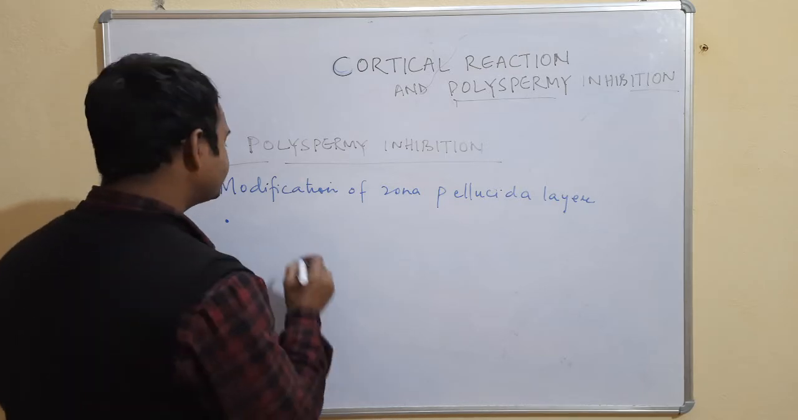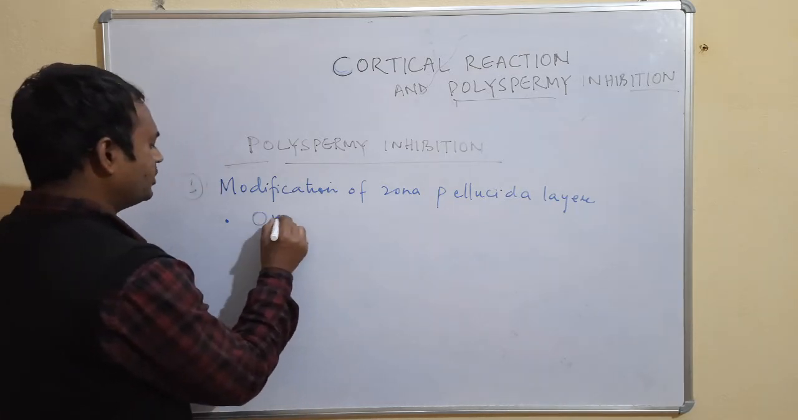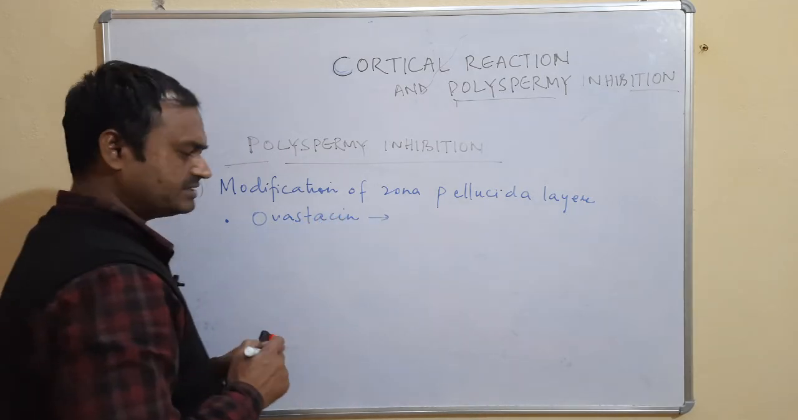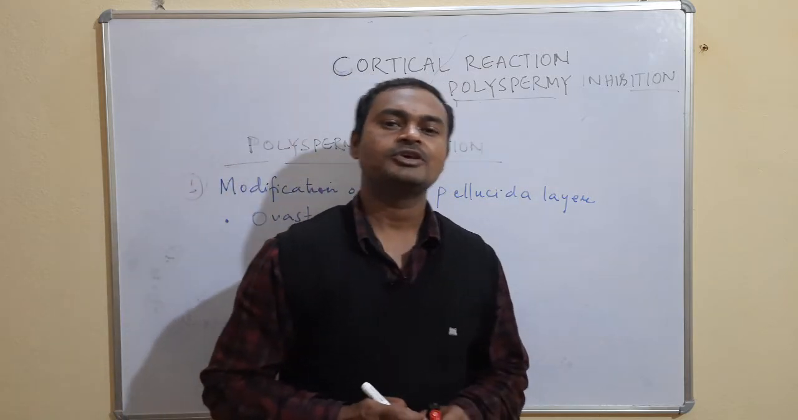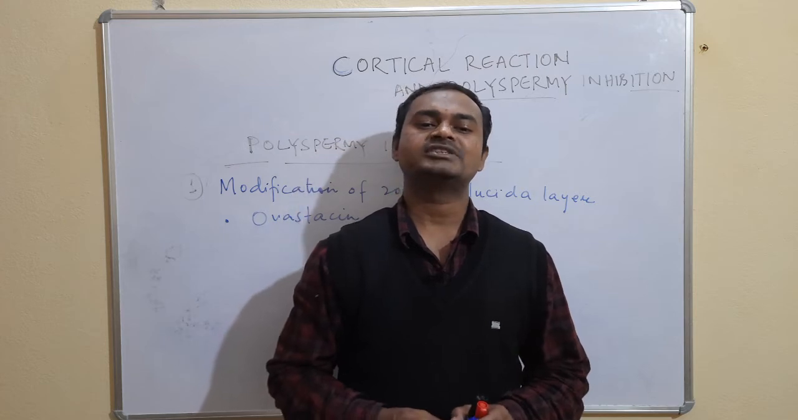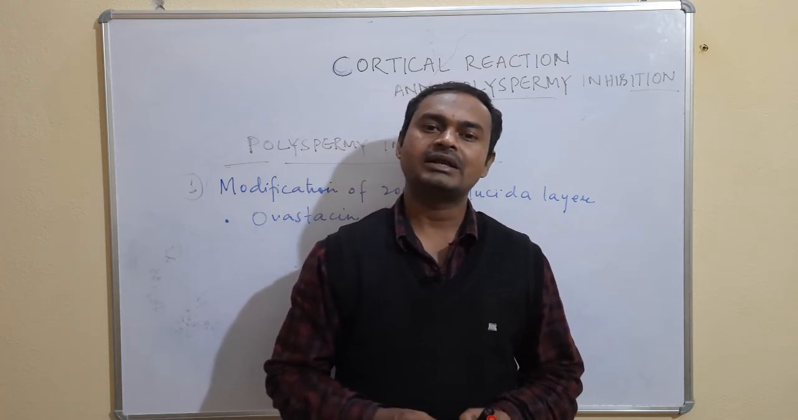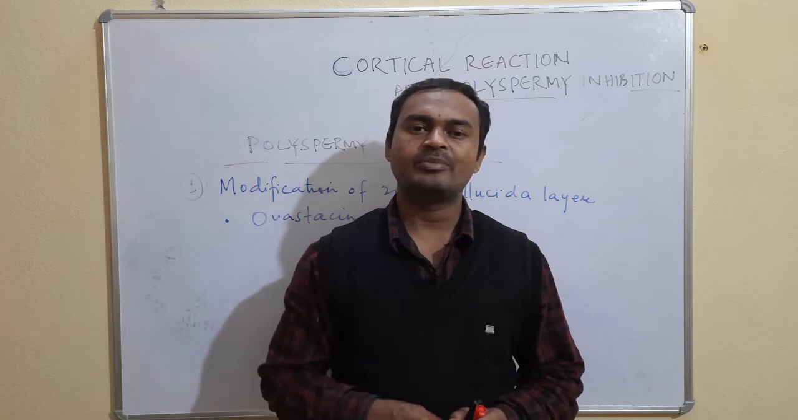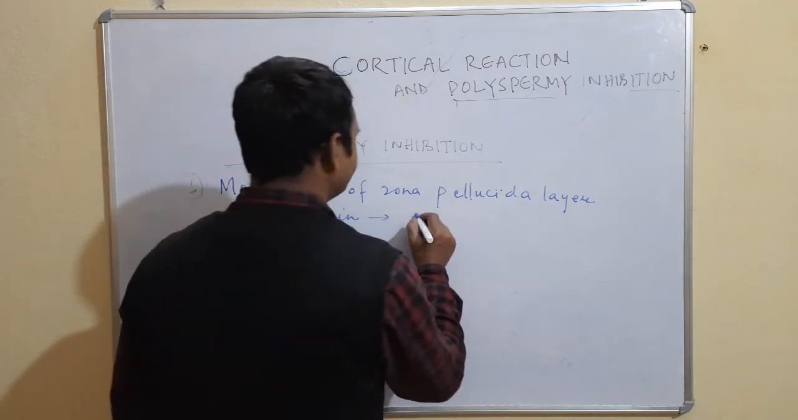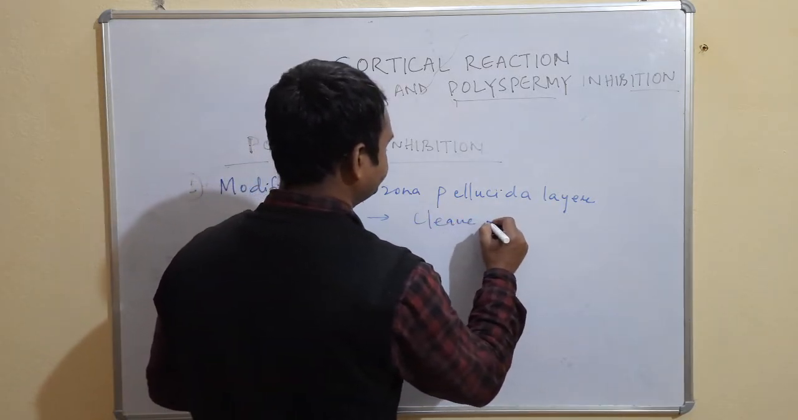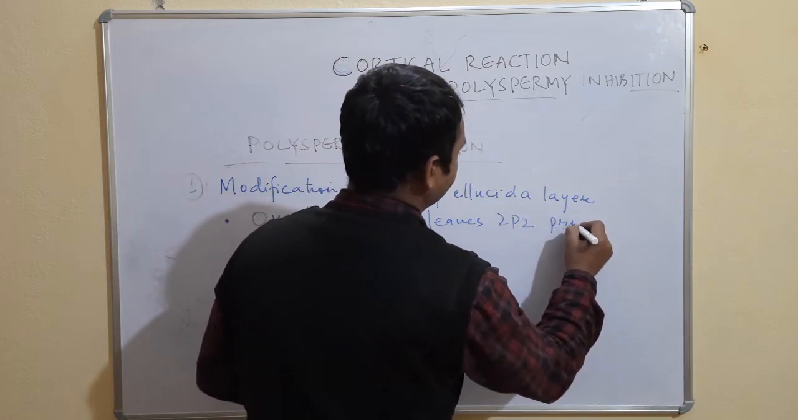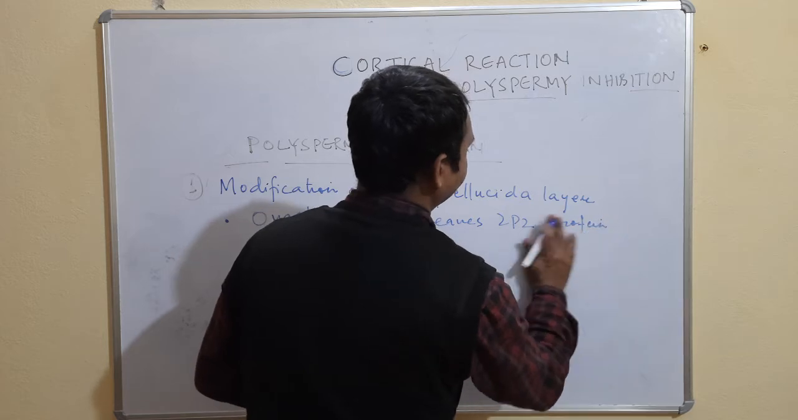First of all, there is a protease called ovastacin. Ovastacin is a protease enzyme which is present in the cortical granules, and this ovastacin is responsible for cleaving the zona pellucida 2 protein. So it cleaves the zona pellucida 2, ZP2, glycoprotein.